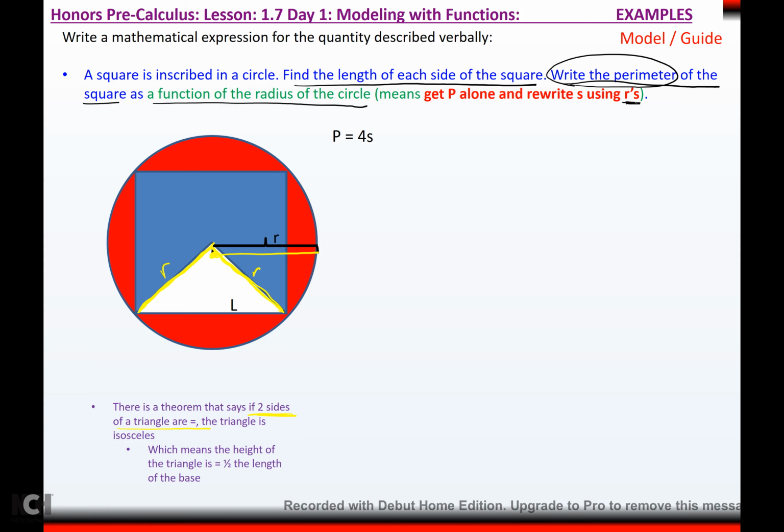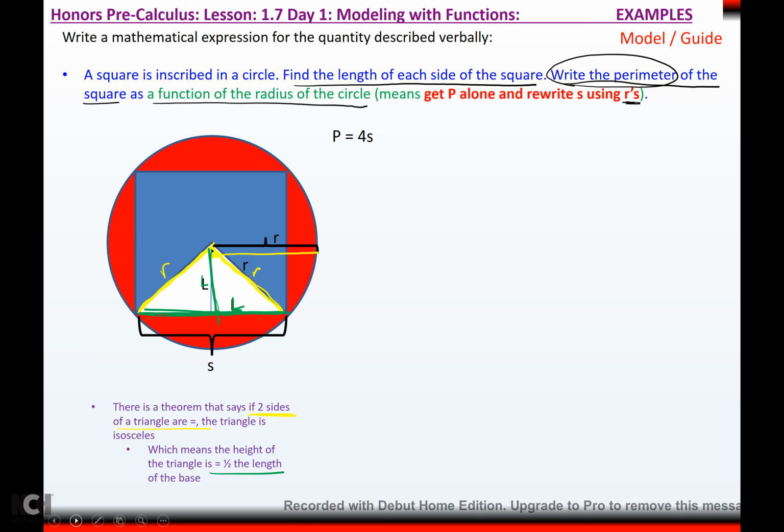Okay? Which further means that whatever the height of the triangle is, this length is half of the length of the base. Okay? Which means that this length is the same as this length. Does that make sense? Because this length here would be half of the whole bottom, and this would be half of the bottom. So they have equal sides. Does that make sense? Okay, hopefully.